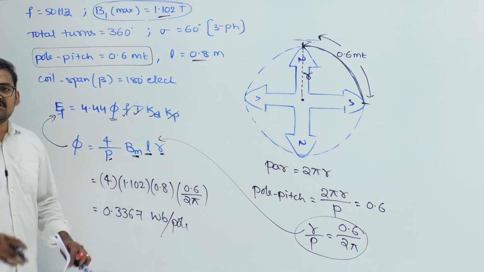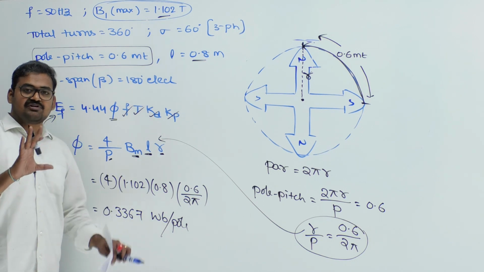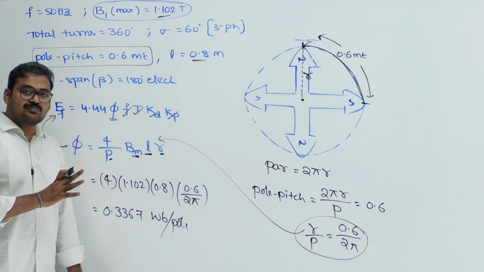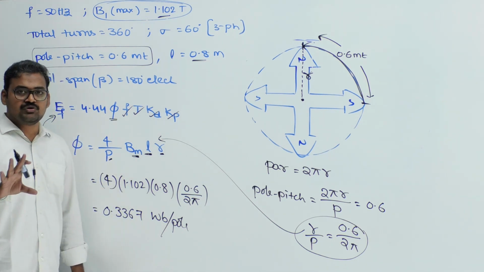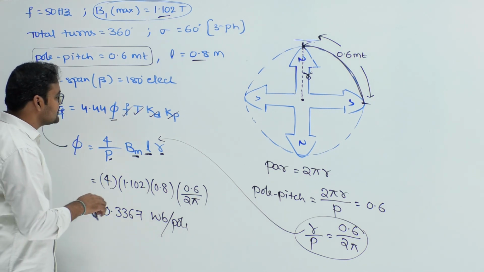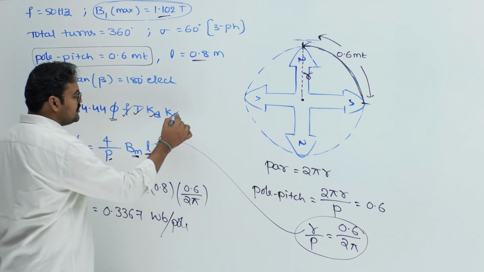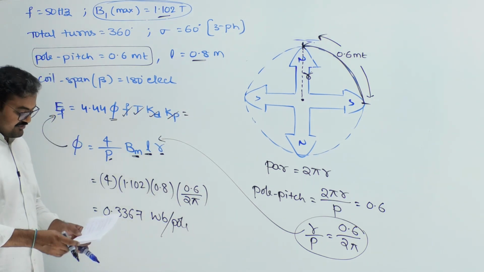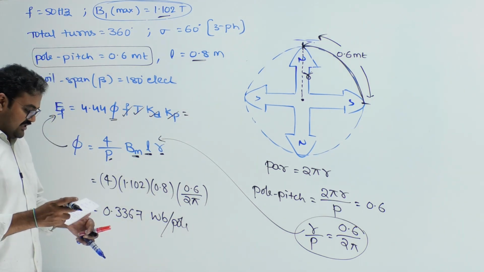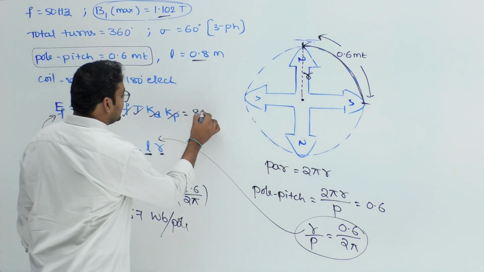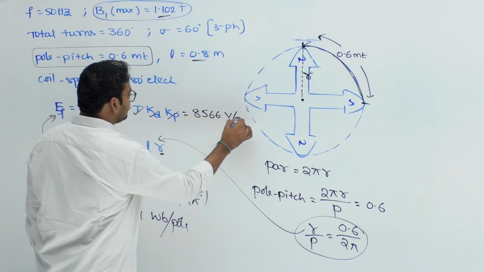When you know flux per pole, now you can use the EMF equation and find the answer. I will leave that EMF equation part for you. I found flux per pole and I am handing this problem over to you. You have to complete the calculation, calculate the distribution factor. Pitch factor is anyway equal to 1. You will get the formula of induced EMF, the value of induced EMF. And let me tell you the answer. You should get 8566 volt per phase.